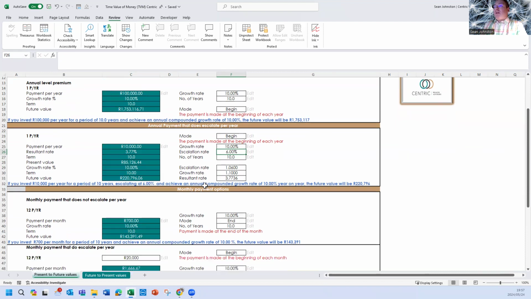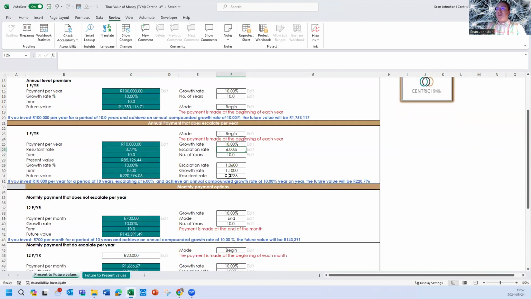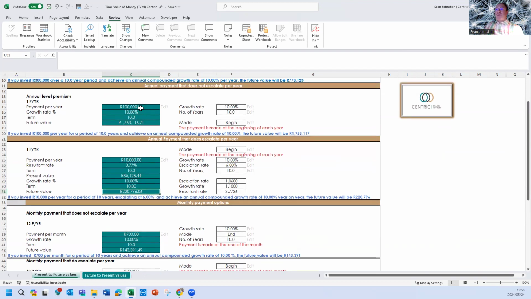What will happen is you'll need to calculate what we call the resultant rate. There's a specific formula to determine that, and that is generally taking the growth as well as the escalation, doing a calculation to get to 3.7736%. We round it off to 3.77. You would then take the payments per year, calculate the present value, then take the present value using the growth rate and the term, which is 10 years, to get to a future value. And this is quite useful because, again, if a person doesn't have, for example, 100,000 payments per year, they can maybe make a lesser payment and escalate that per year so they can get to a future value.